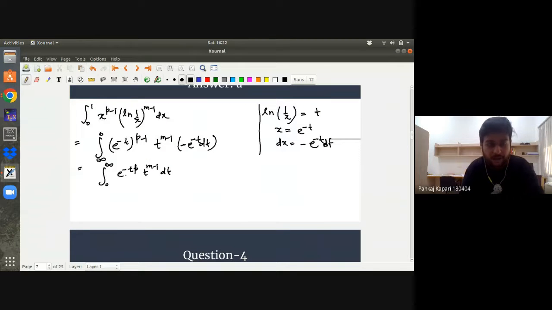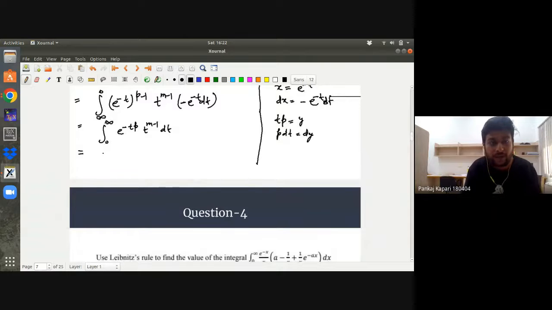Okay, so now note that this is not in the form of gamma function because we require e to the power minus t, but a factor of p is there, so we'll again change the variable. Let's put tp equal to some y. When tp is y, you have p times dt is dy, right? Now this will become 0 to infinity. Now instead of tp we have y, and t must be y over p. So instead of t we will put y over p, so y over p to the power m minus 1 dt.